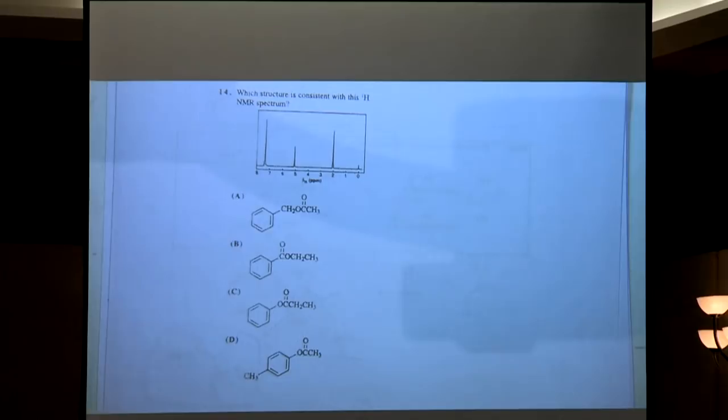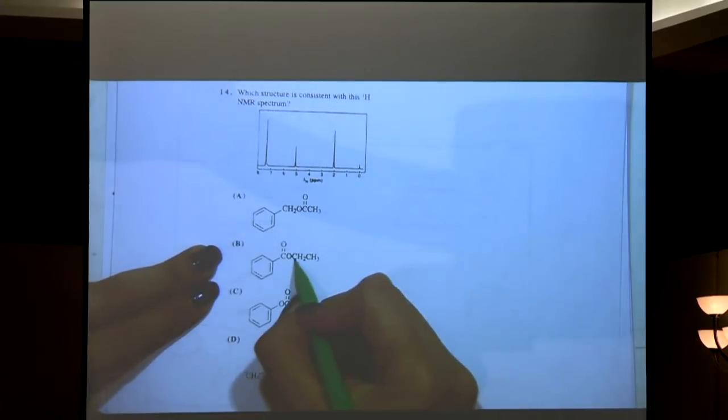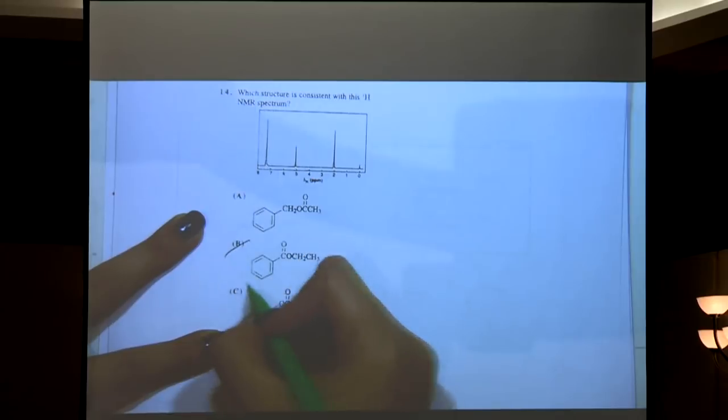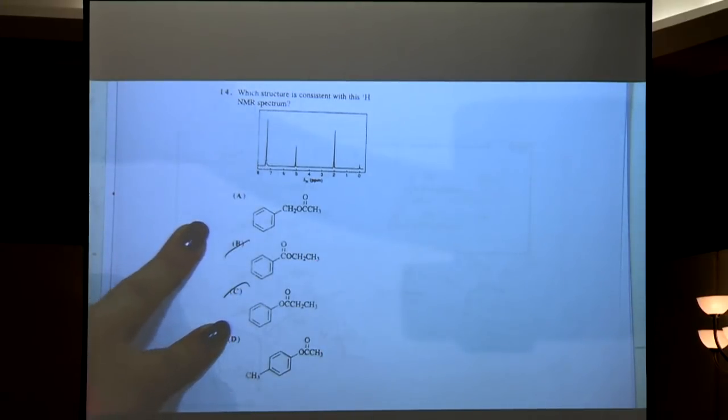Which structure is consistent with the HNMR spectrum? All of our readings are singlets. How do we know they're singlets? Exactly, we only have one peak. If it was split, then it would have many peaks. If we look at all of the structures here, we could eliminate something if it doesn't give us all singlets. In this case, these carbons are going to split each other, and they're not going to give us a singlet reading. So automatically B and C can go out. Does that make sense?